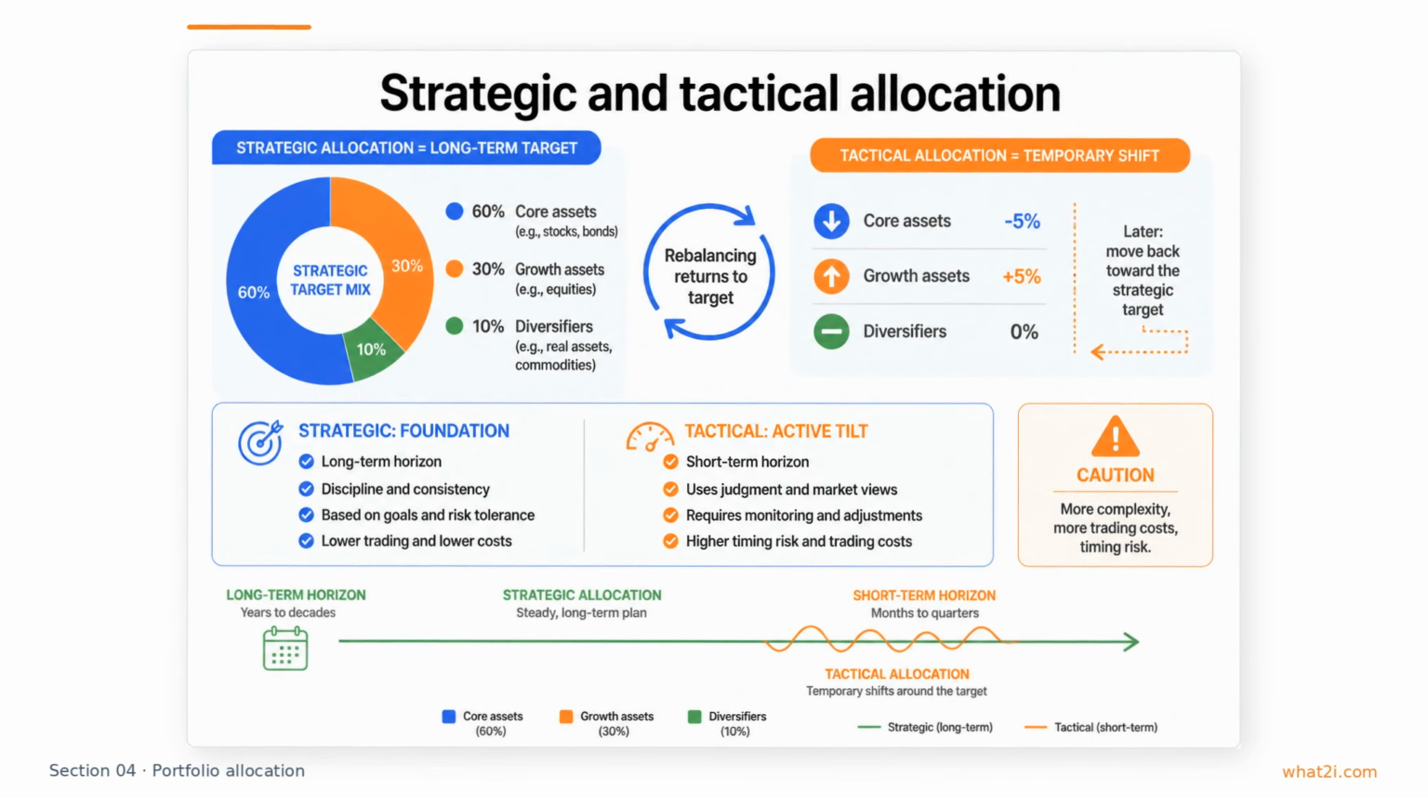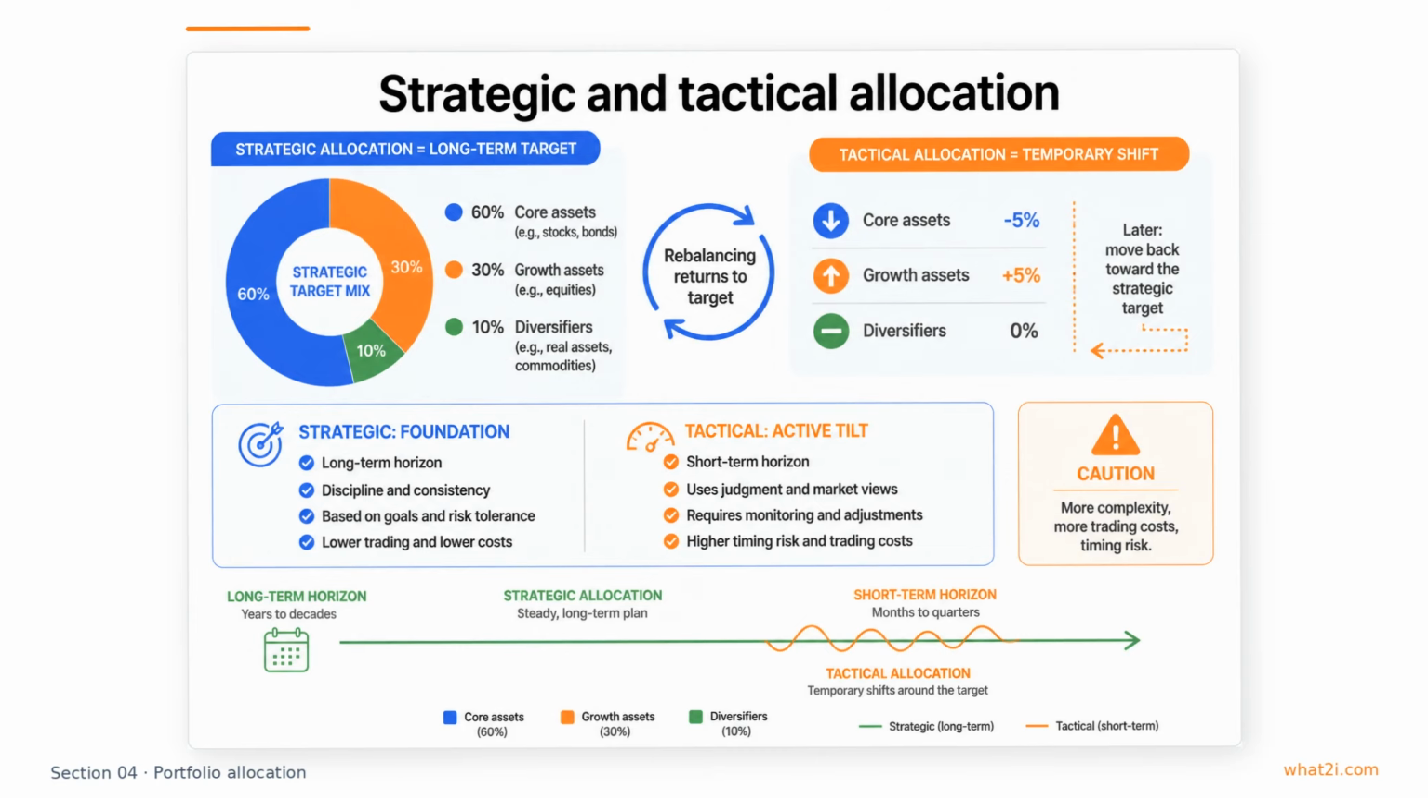Tactical allocation is different. It involves temporary shifts based on shorter-term views or opportunities. That can sometimes add value, but it also introduces more judgment, more monitoring, and more room for error. For many investors, the strategic plan should do most of the work while tactical changes remain limited and disciplined.